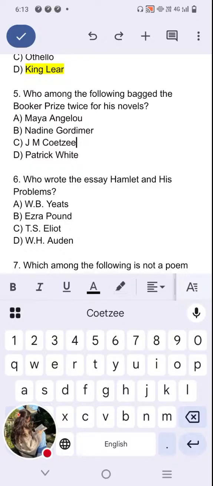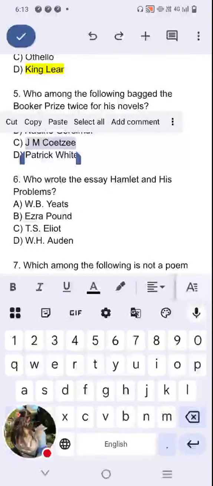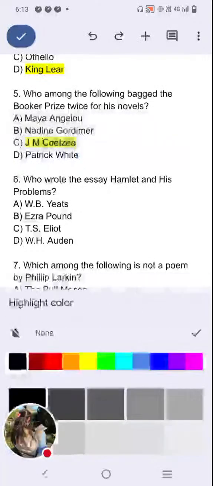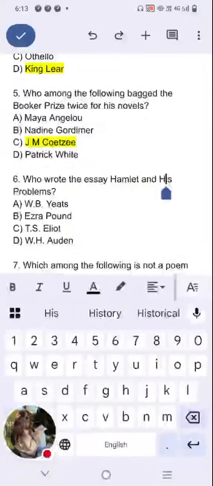So here the option is option C, J.M. Coetzee. He wins it twice. First in 1983 for the work Life and Times of Michael K, and the second time in 1999 for the work Disgrace.